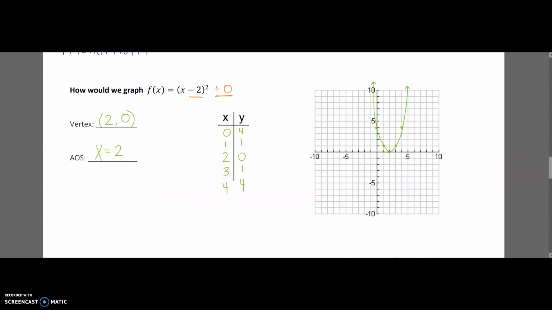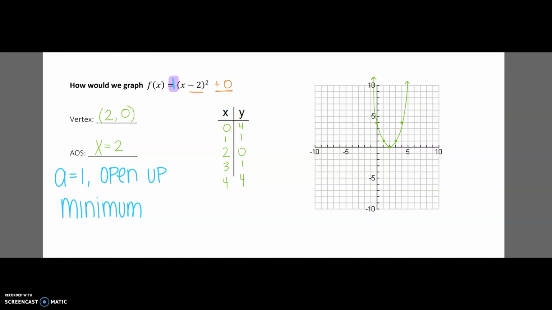And finally, for my last equation that we graphed, we don't have an A value that is listed. But if you don't have an A value that's listed, that A value is going to be 1. Since A is 1, my graph is going to be open up, and we will have a minimum. So that is all for the first and second page of notes.